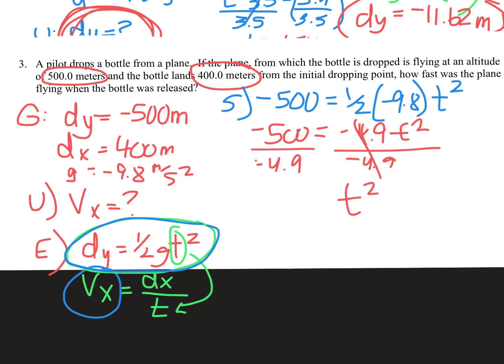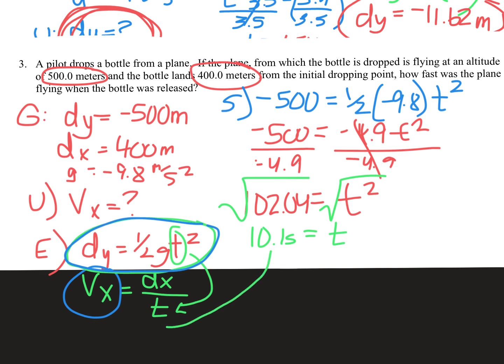Time squared is equal to negative 500 divided by negative 4.9, which equals about 102.04. That's what I got. Notice negative divided by a negative means that's positive. That's good and important. We cannot square root a negative number. And time ends up equaling about 10.1 seconds. All right, so we solved for time, but unfortunately that's not my answer. I need that time to plug into my equation so I can solve for the velocity in the x direction.